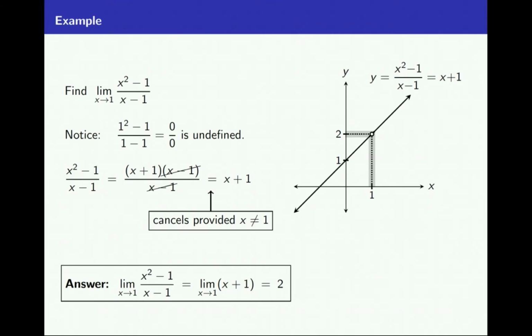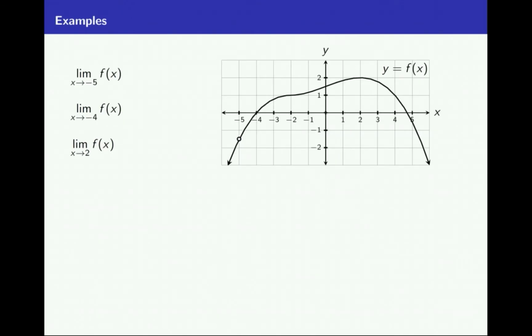So here on this page, we have several ways of looking at the fact that the limit as x approaches 1 of (x squared minus 1) over (x minus 1) equals 2. More examples. Graphed is a function y equals f of x, and let's see if we can work out these limits. First of all, the limit as x approaches minus 5 of f of x.